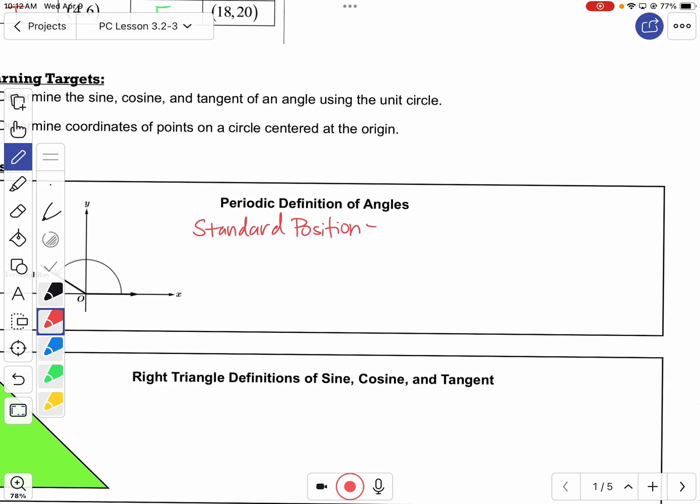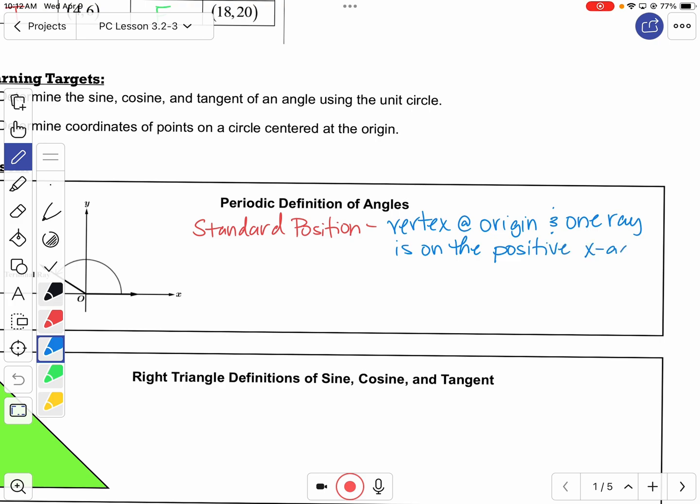So standard position just means that for our angle inside of our circle, the vertex is at the origin, and one of the rays is on the positive x-axis. So if they ever say this is an angle in standard position, it's centered at the origin, and one of the rays is on that positive x-axis and we're opening up. So that's all that means. It's just a definition, right?